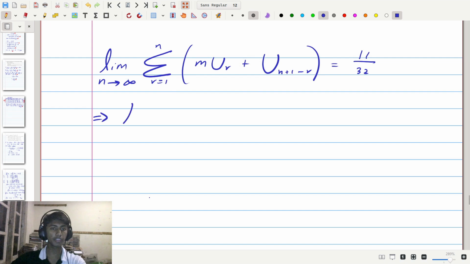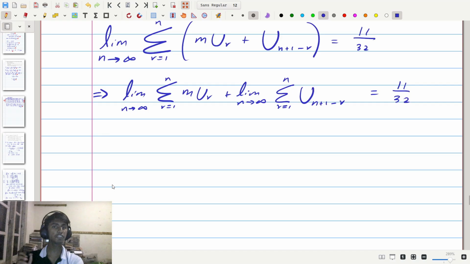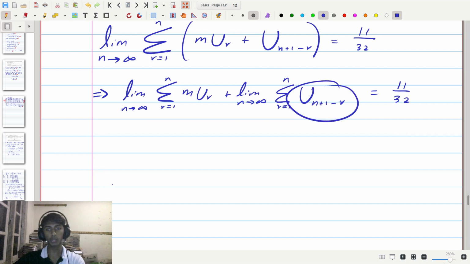So we can write this as the limit as n approaches infinity of the first sum, which is the sum from r equals 1 up to n of m times u of r, plus, and then we're going to break the second part as the limit as n approaches infinity of the sum from r equals 1 up to n of u of n plus 1 minus r, and that is equal to 11 over 32. Now, there is a special trick that we need to do for this sum right here. So for now, I'm going to break for a second and go to the special trick that we have here.